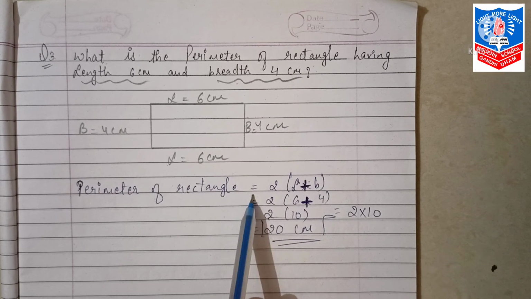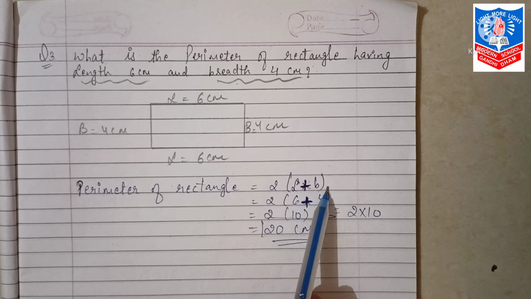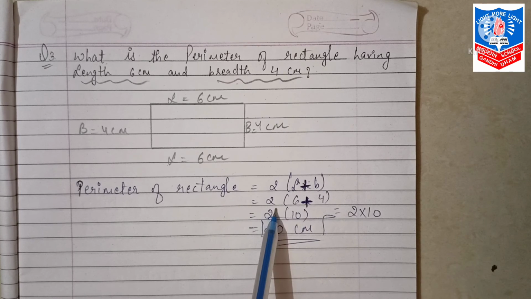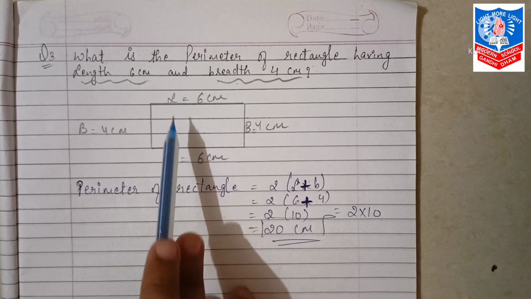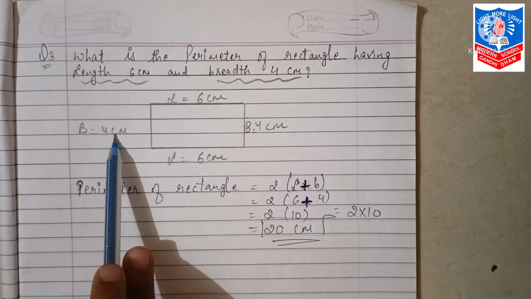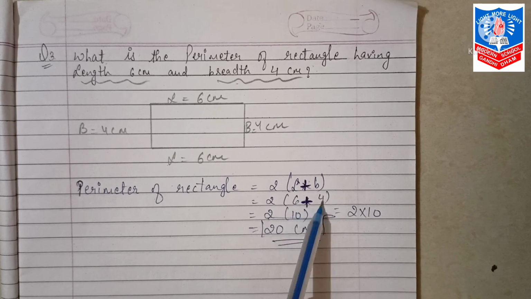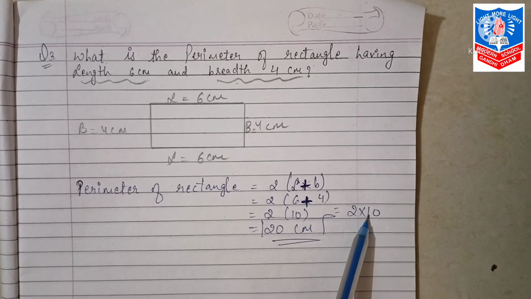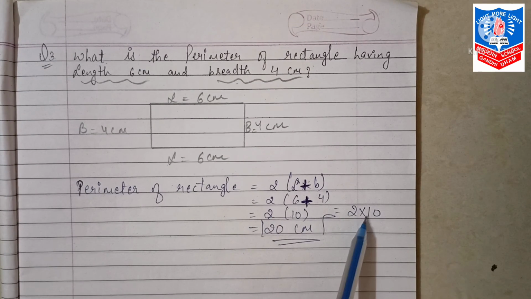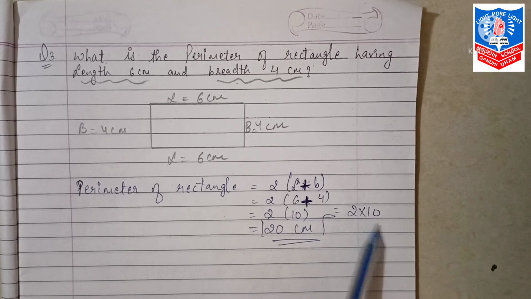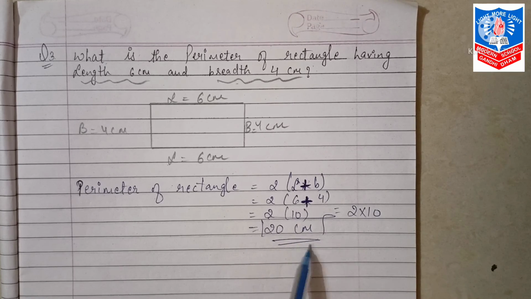Perimeter of rectangle equals 2 bracket length plus breadth. Next, 2 will remain the same. Length is 6 centimeter, breadth is 4 centimeter. Okay. Next, 6 plus 4 we will add up over here and we will get 10 as a result. So we will multiply with this. As there is no sign, we will put multiplication. 2 into 10 equals 20 centimeter.